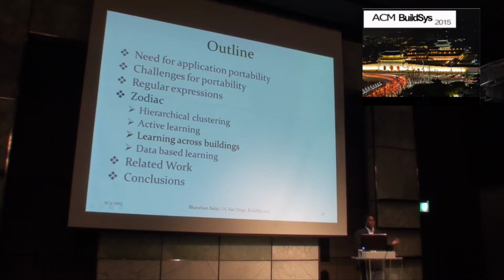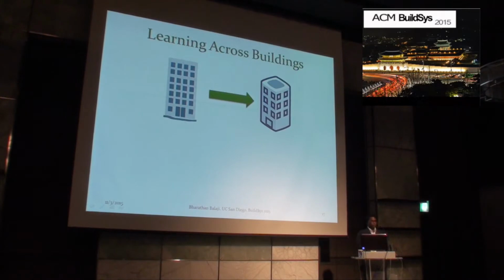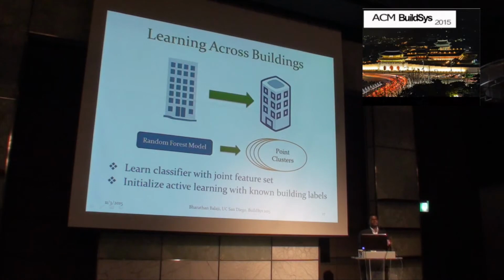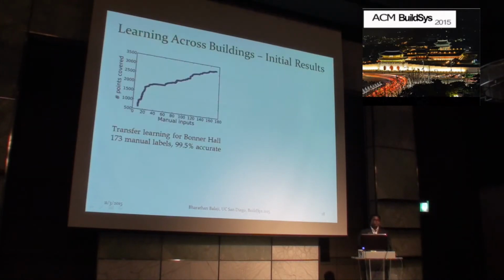So let's see if we can learn across buildings, the point that was raised last time. By learning from one building to another, I mean that if we have ground truth labels for one building, can I use that to label the other building somehow? In particular, we do the same feature extraction and clustering, but our active learning classifier now begins with the ground truth labels that are already available from the existing building, and then starts with the new building.